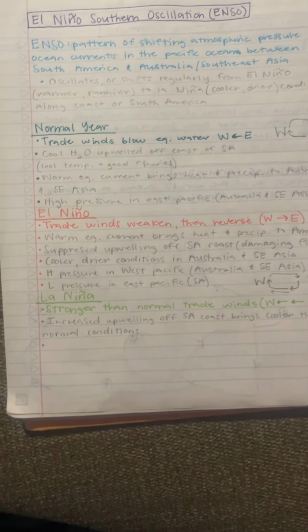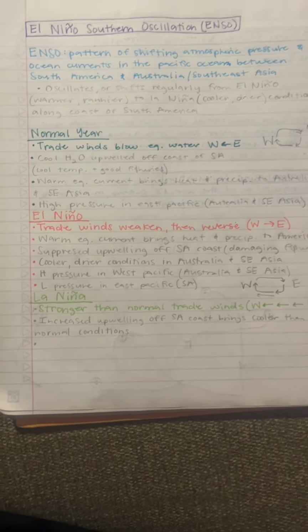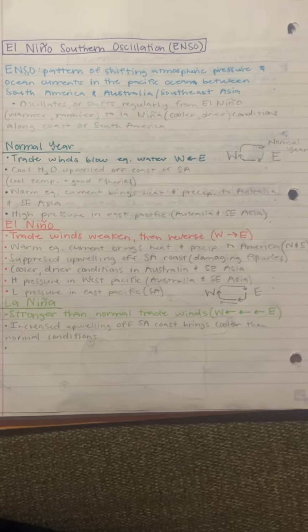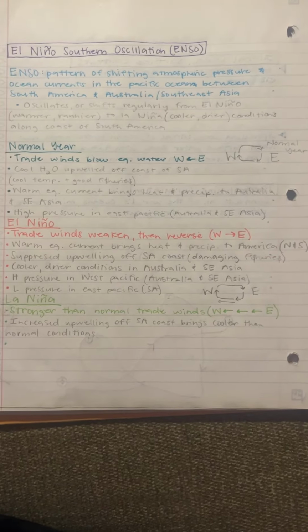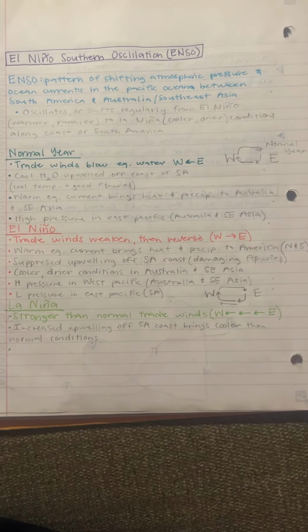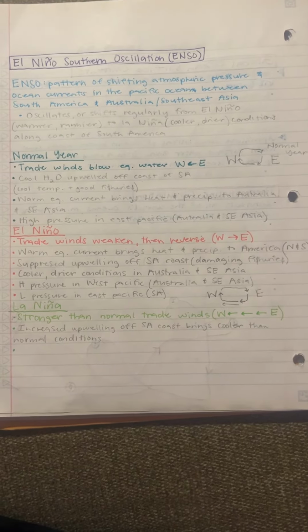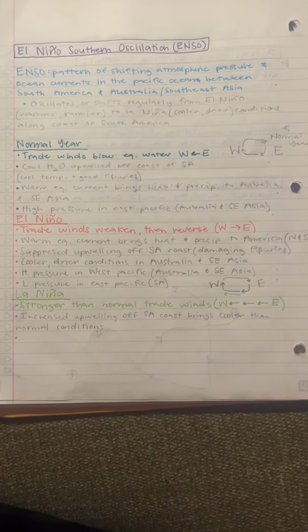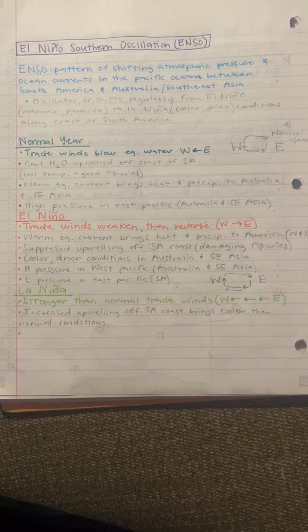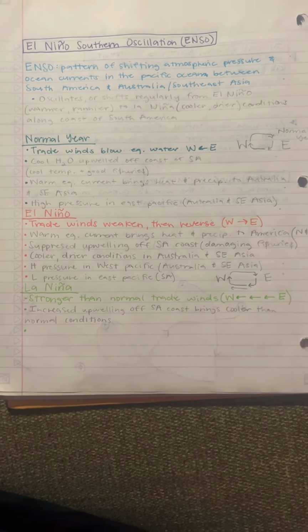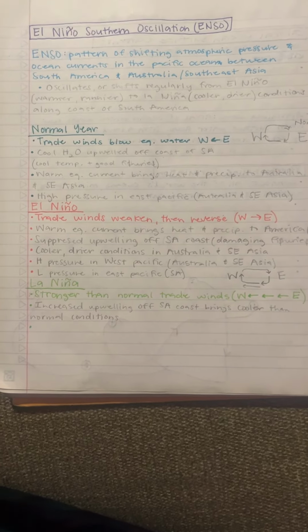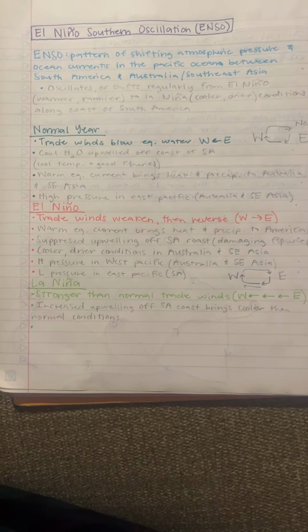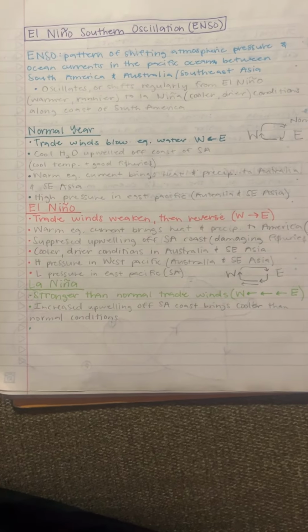In El Niño, trade winds weaken, then reverse. Warm equator currents bring heat and precipitation to America, north and south. Suppressed upwelling off the South America coast, damaging fisheries. Cooler, drier conditions in Australia and Southeast Asia. Higher pressure in West Pacific, Australia and Southeast Asia, and lower pressure in East Pacific, South America.